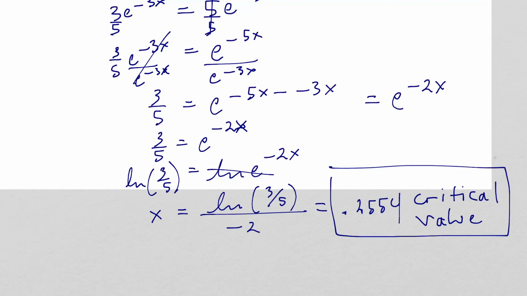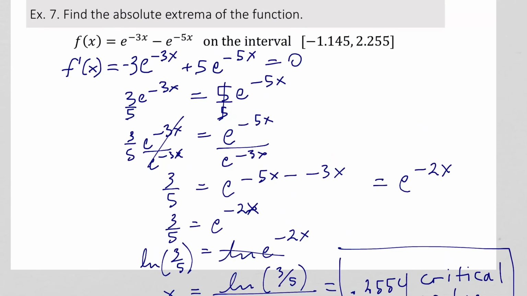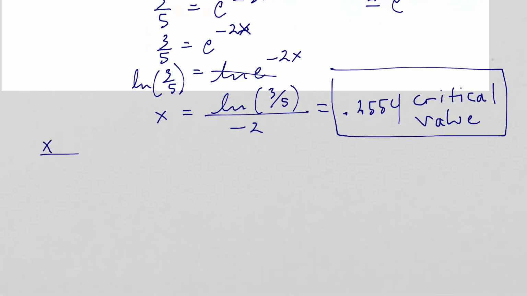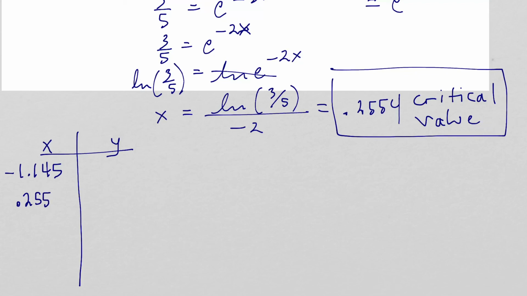All right, so I've got one critical value for this function, and I've got the two endpoints. So I'm now going to make a chart and decide which are the absolute extrema. I've got in order negative 1.145, then 0.2554, and then 2.255. Subbing those into my function, I'm going to get y values, and then I'm going to compare. These are my y values, subbing into the function.